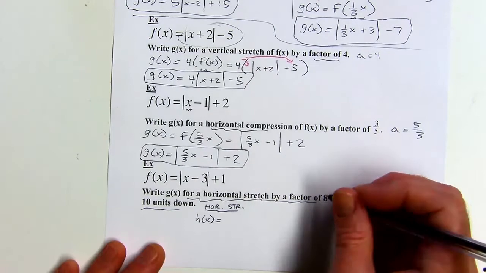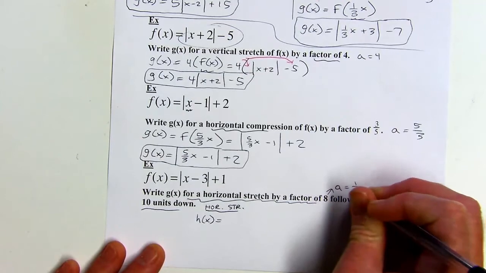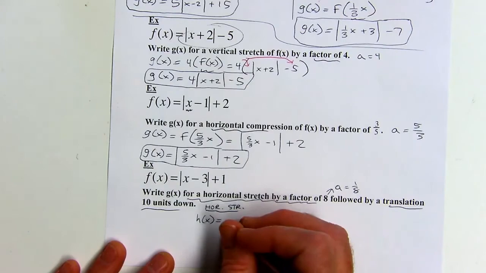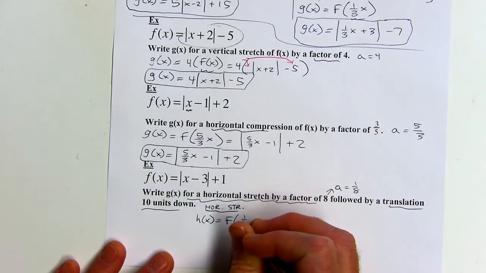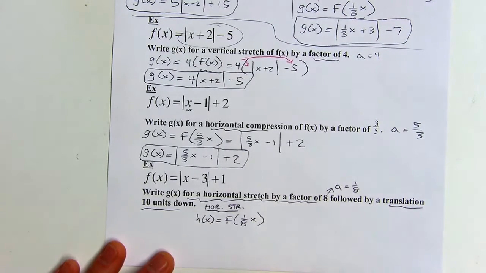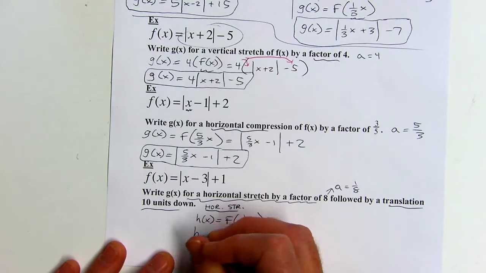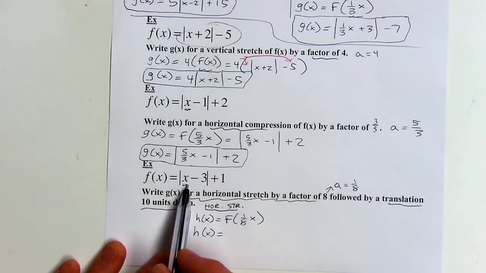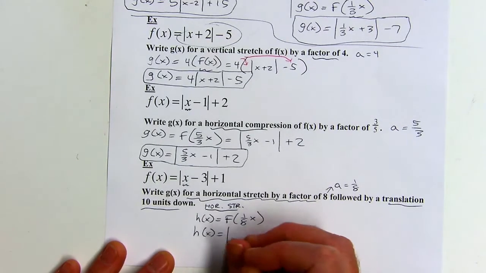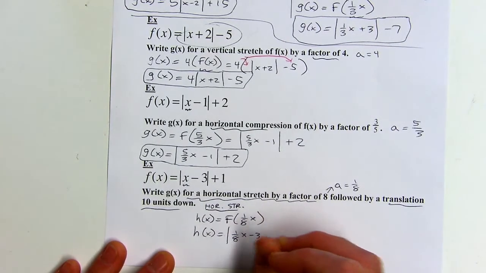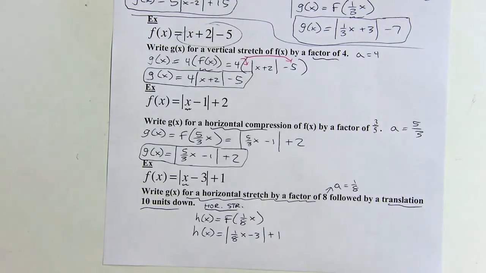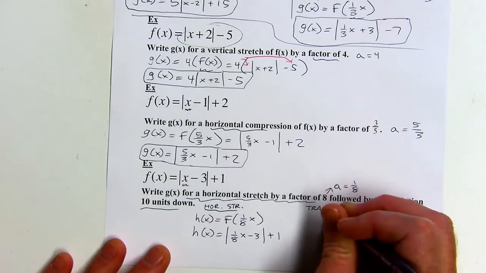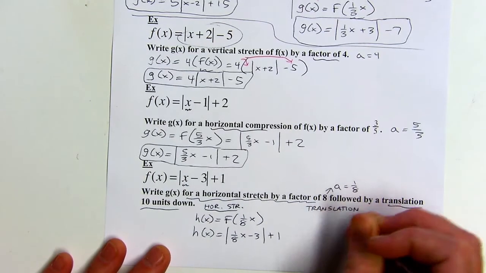With the horizontal ones, we want to use the reciprocal as a, and then we're going to multiply the input by your a value. So this is going to be f of 1/8 x. Okay, and so let's see. I'm going to write function f with an input of 1/8 x. I'm going to replace the x with 1/8 x. Okay, so there's step one. I've done the horizontal stretch. Now I'm going to do the translation.